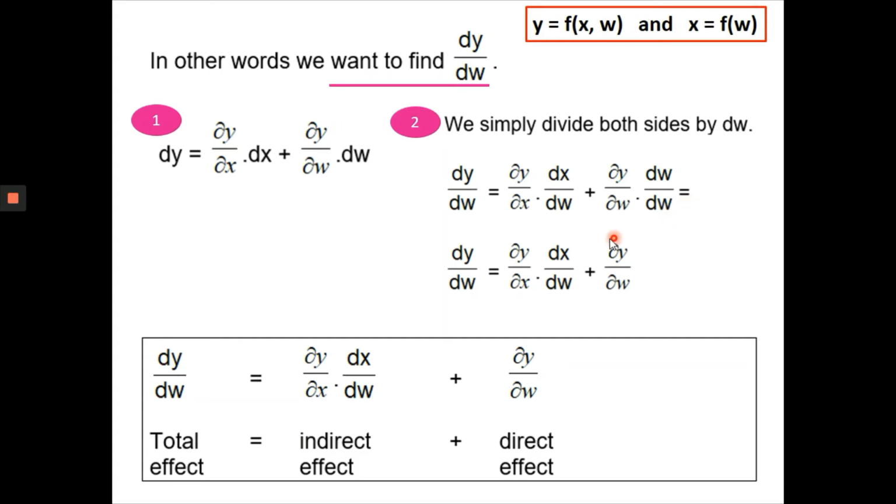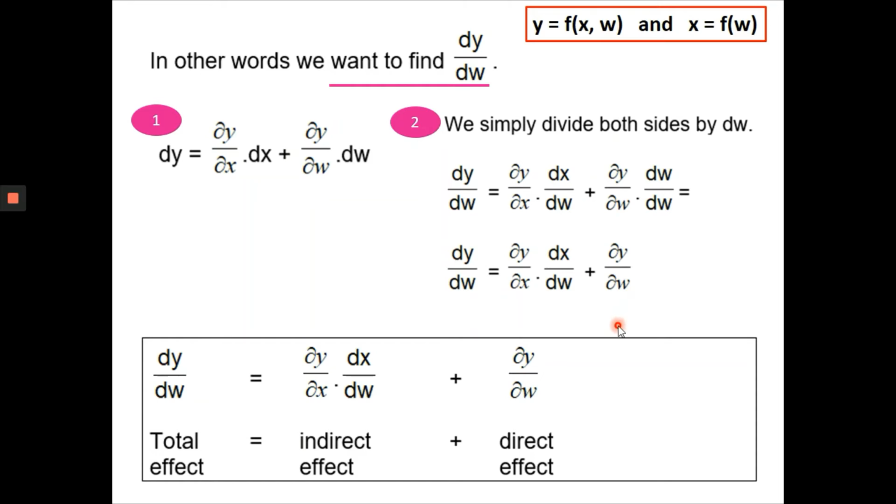And on the next line, we can see that we can simplify, because if we look at this term here, dw divided by dw will give us 1. All right, so this here would be our total derivative.